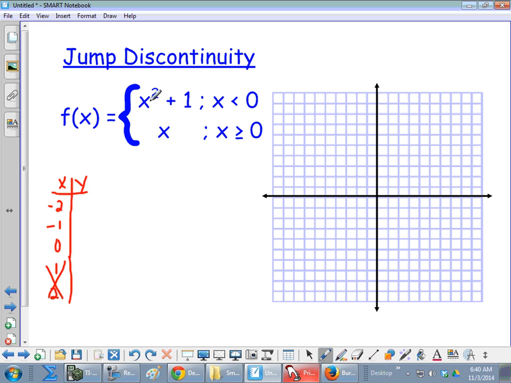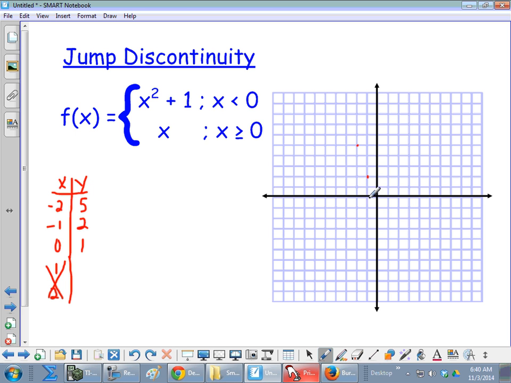So -2 squared is 4. 4 plus 1 is 5. -1 squared is 1. 1 plus 1 is 2. And 0 squared is 0. 0 plus 1 is 1. So let's graph these 3 points. -2, 5 would be up here. -1, 2 is right here.